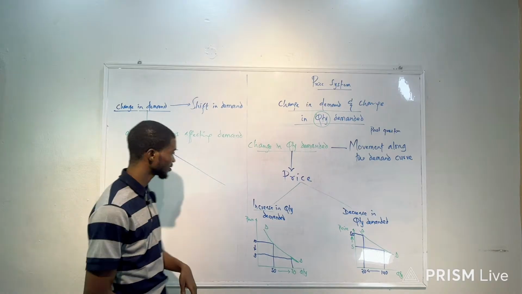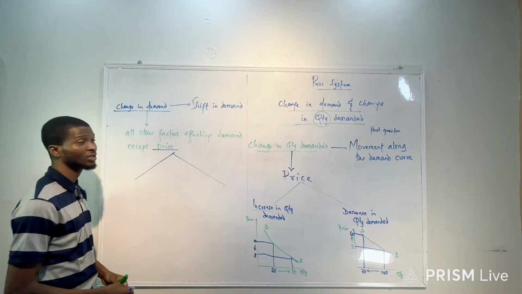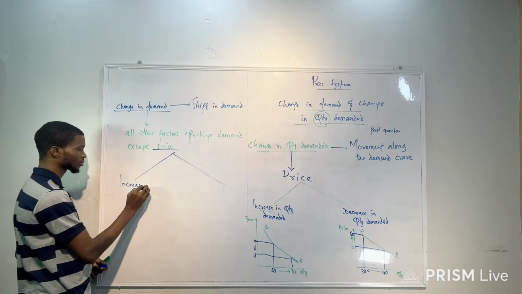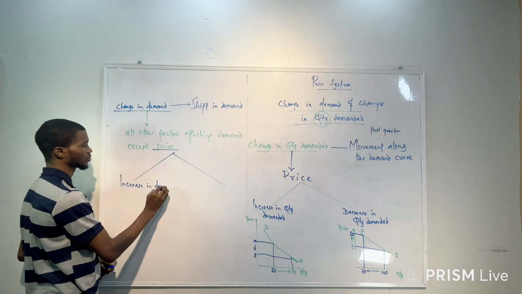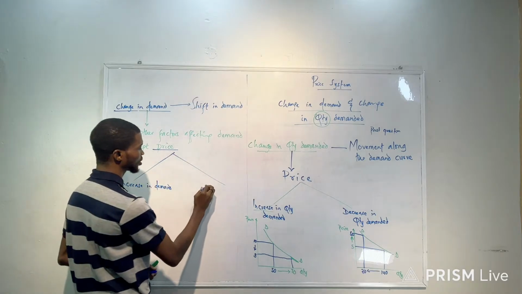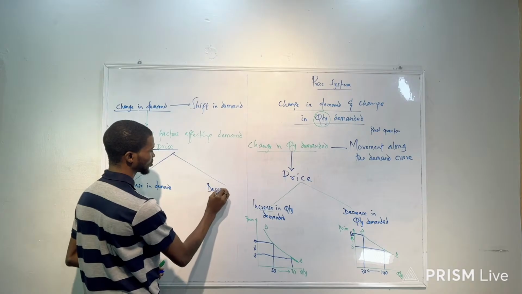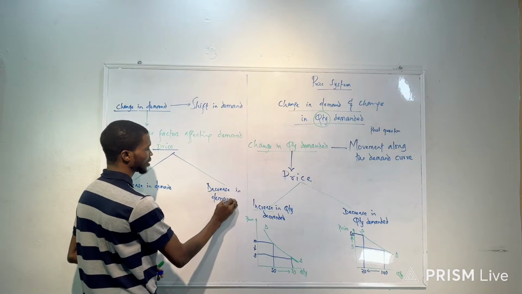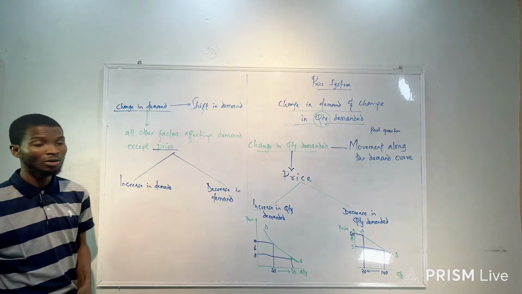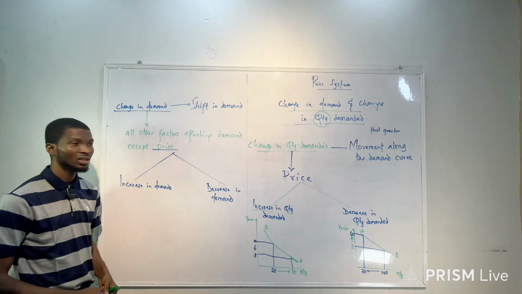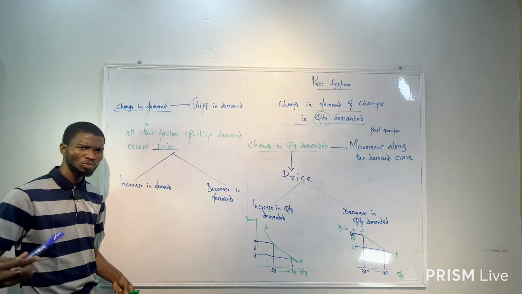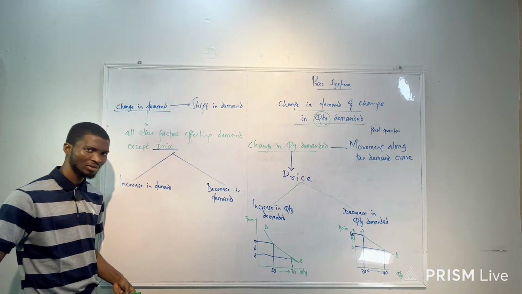Except price. Good. Now, what is the first type of change in demand? The first type of change in demand is also increase in demand. And the second type obviously will be what? Decrease in demand. For increase in demand, what does this particularly mean? This particularly means that my demand is increasing. Why would my demand increase?